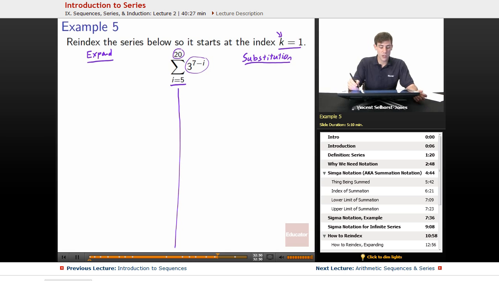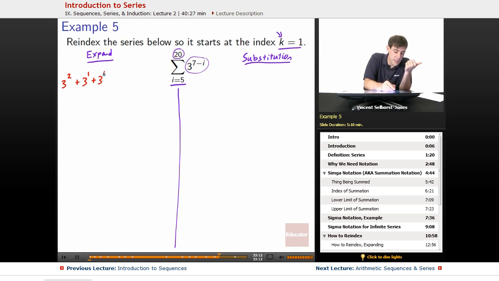All right, so we want to start off by expanding this. If we're going to expand i equals 5, 3 to the 7 minus i, our first thing would be 3 to the 7 minus 5, so 3 to the 2. Plus, and then the next would be 6 for our i, so 3 to the 7 minus 6, so that'll be 3 to the 1, plus, then at 7 we'll have 3 to the 0, plus dot dot dot plus, and then finally when we get up to an upper limit of 20, 7 minus 20 is negative 13, so it'll be 3 to the negative 13.